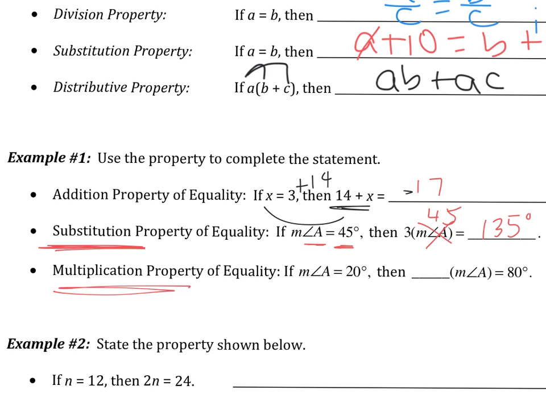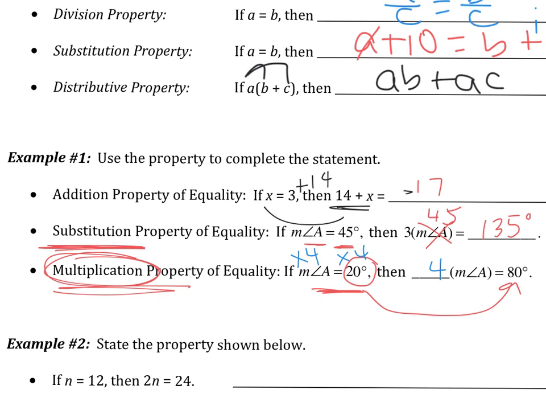Okay, multiplication property of equality. It says that if angle A is equal to 20, well, what am I doing to go from 20 to 80 using multiplication? How do I get from 20 to 80 using multiplication? Times 4. So if I am multiplying the right side by 4, I better multiply the left side by 4. So this is just simply a 4. Okay? 4 times the measure of A is equal to 20 times 4, or 80.